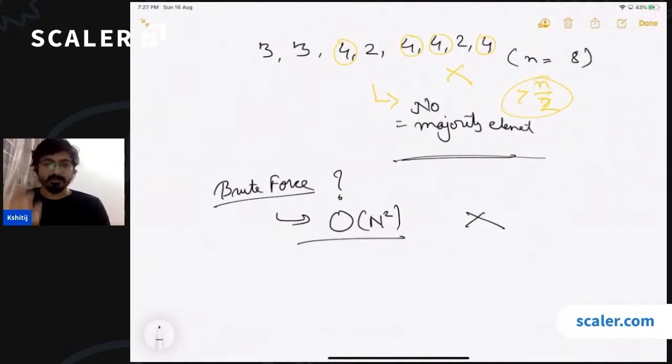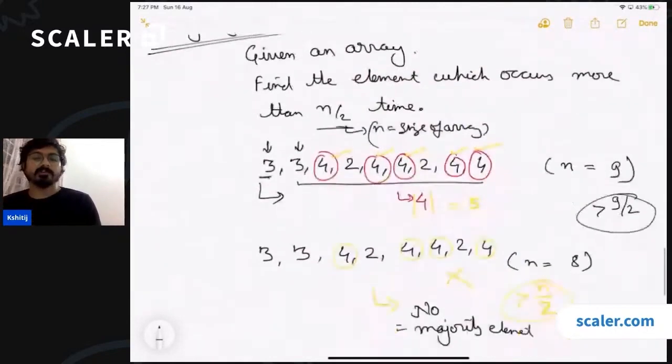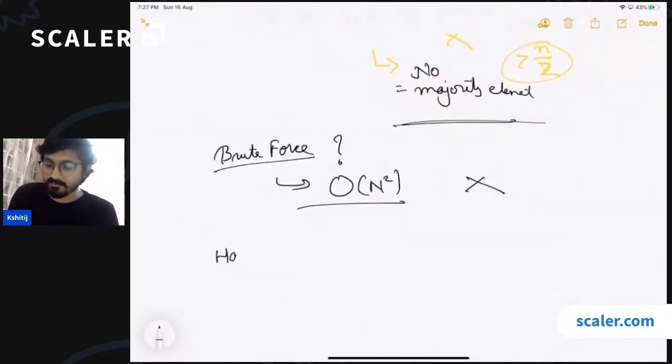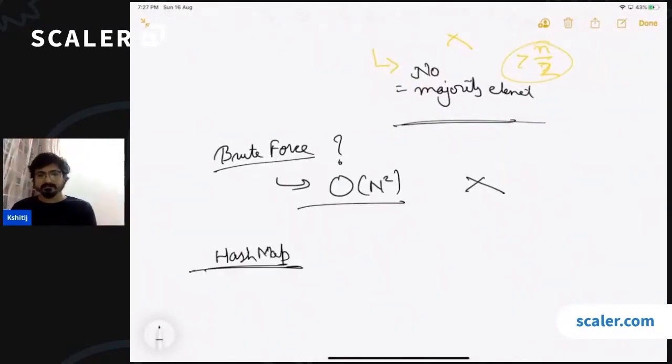Using a hash map, right? Some of you are saying that we can use hash maps. First of all, how can we solve this problem using a hash map? This is a very good suggestion. What is a hash map? Is everyone clear with that? If you are not clear, you can skip this. If you are clear, you can think in this direction.